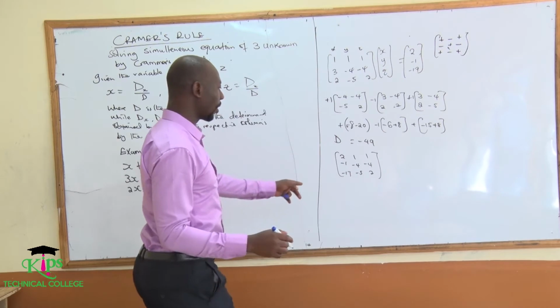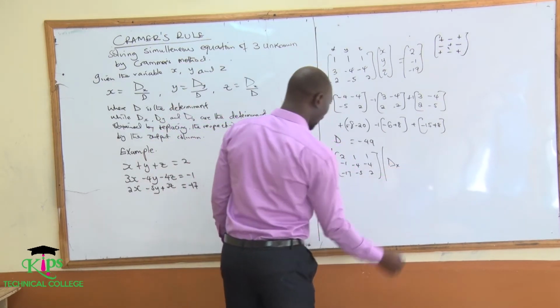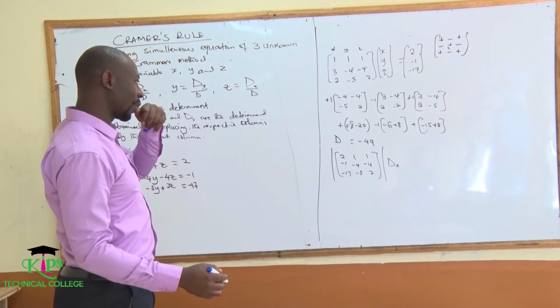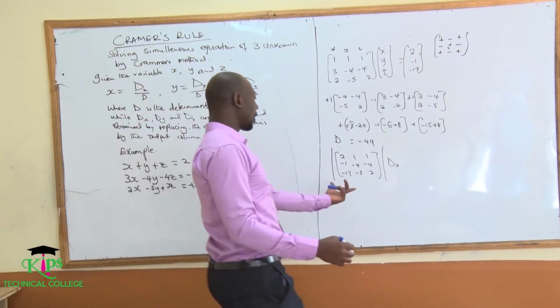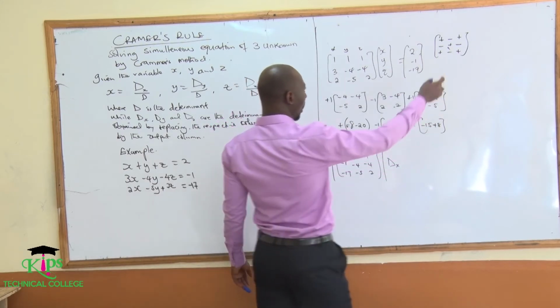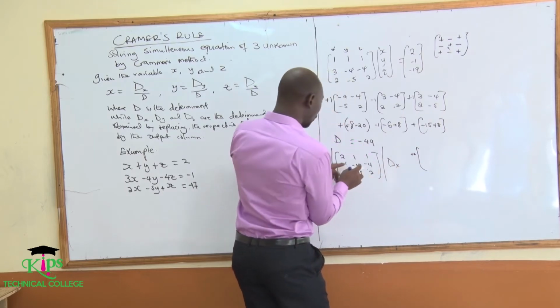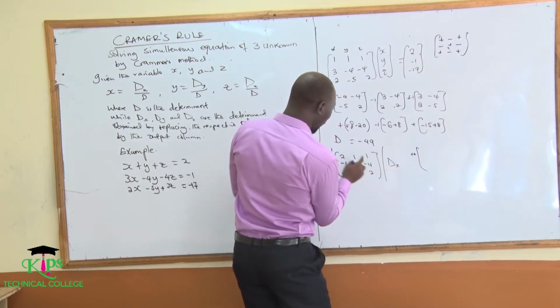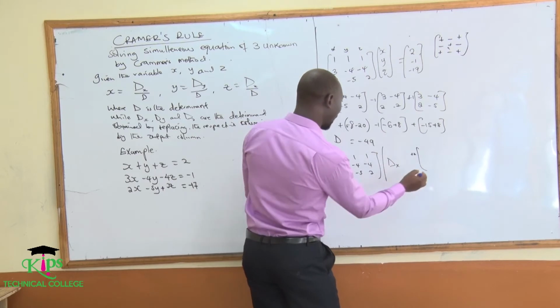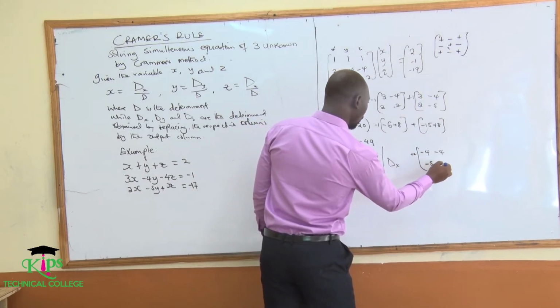So the magnitude of this equation is what will give us the D along X. It means that you get the determinant of this 3x3 matrix by just applying the same sign array. The first one will be positive 2 into the 2x2 matrix formed by closing this row and that column, which gives you negative 4, negative 4, negative 5, 2.